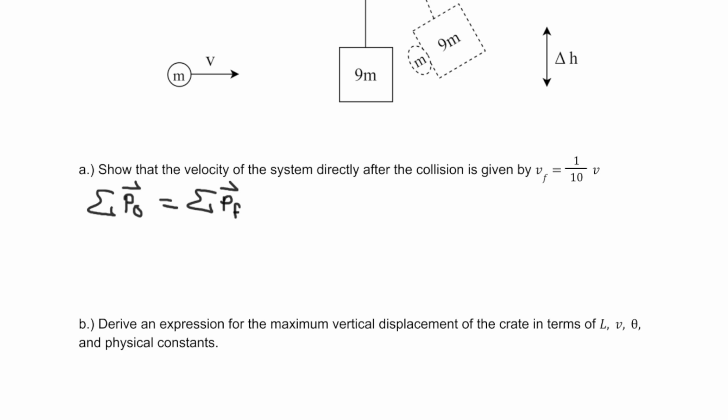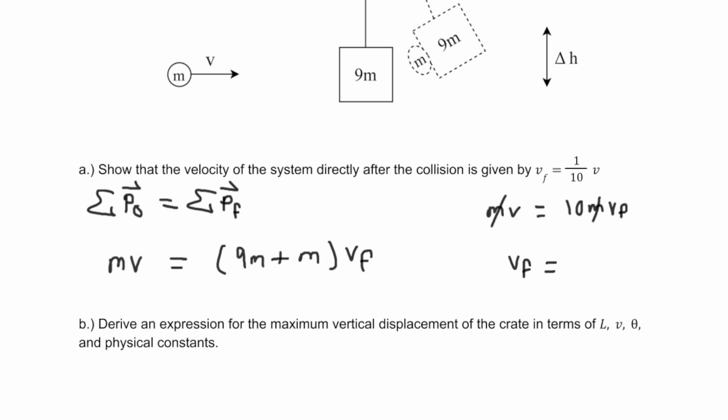So before the collision, we just have a mass m moving at a velocity v, and then after the collision, we have a composite mass of 10m for the crate and the sticky projectile together, moving at some final velocity. So mv is equal to 10m times v final. The mass cancels, so we get v equals 10 times final velocity, or the final velocity is just 1/10 of the initial, which is what we're trying to show.